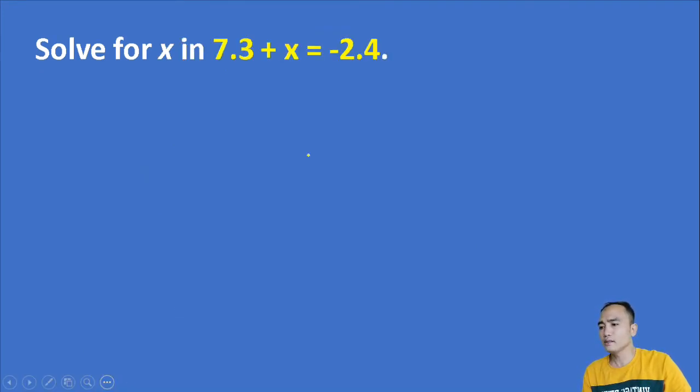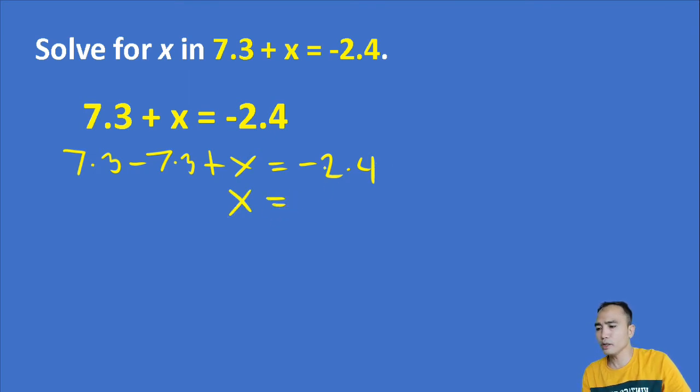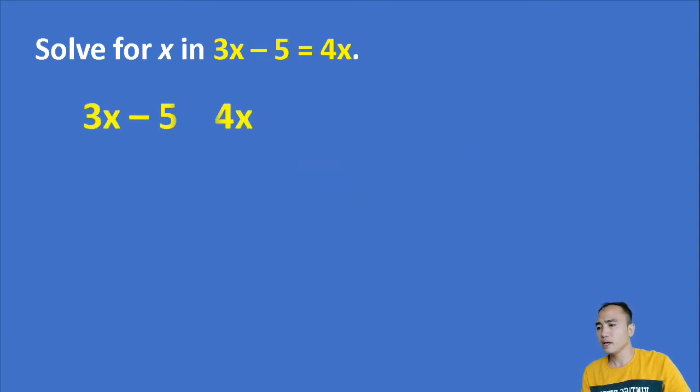Okay, next, solve for x in 7.3 plus x is equal to negative 2.4. Okay, so we are going to eliminate 7.3 on this side. So 7.3, the additive inverse of 7.3 is negative 7.3. Then plus x equals negative 2.4. Okay, this is 0 or cancel. So we have x equals negative 2.4. We subtract 7.3 on this side. Therefore, we need also to subtract 7.3 on the other side. So negative 2.4 minus 7.3 is negative 9.7.